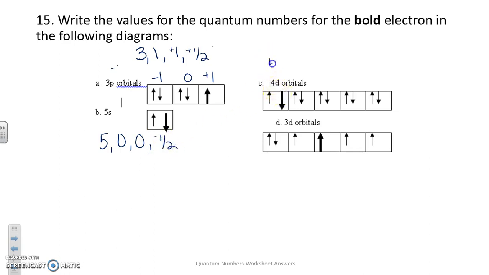On C, 4, because it's the fourth energy level. D would be 2. Remember, this is a -2, -1, 0, +1, +2. So it's going to be a -2, and it's a -1/2 because it's going down. All right, and then for 3D, 3, 2 for the D, -2, -1, 0, 1, 2. It's going to be 0 for your third and +1/2 for your fourth.